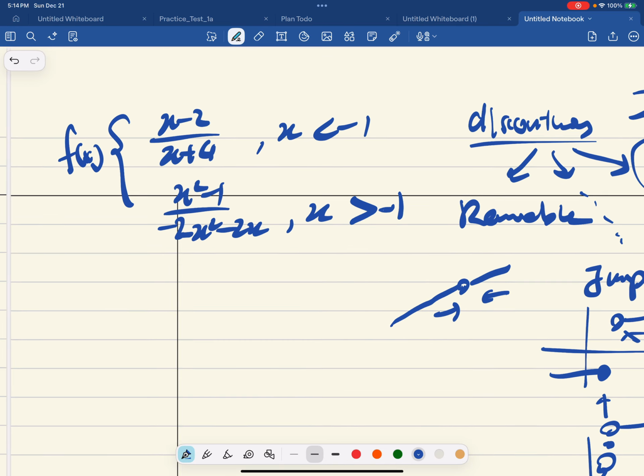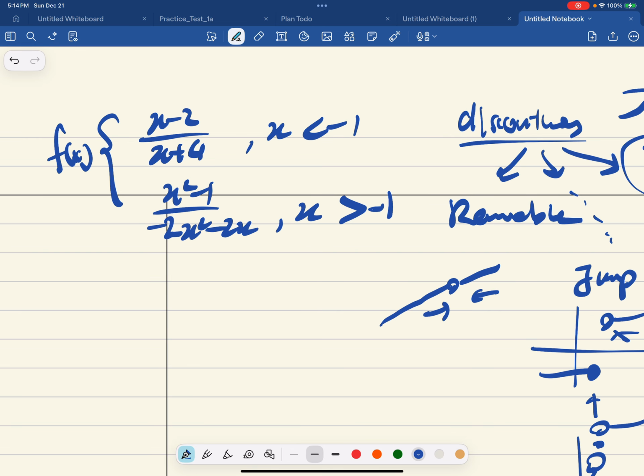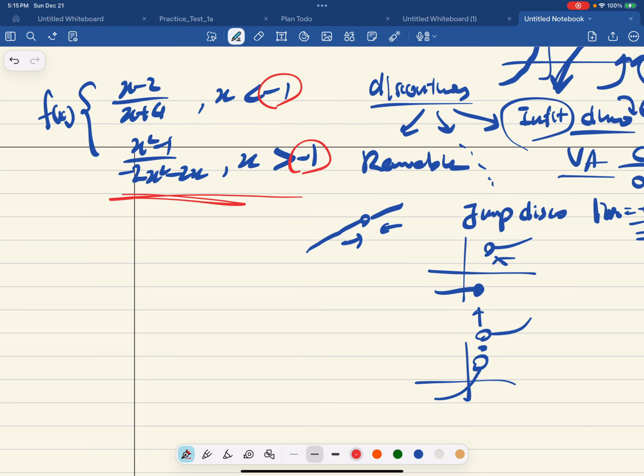So for an example like this, we have to first look at the discontinuity at -1. The question will ask you, for this piecewise function, where is the function discontinuous? So it could look like this.